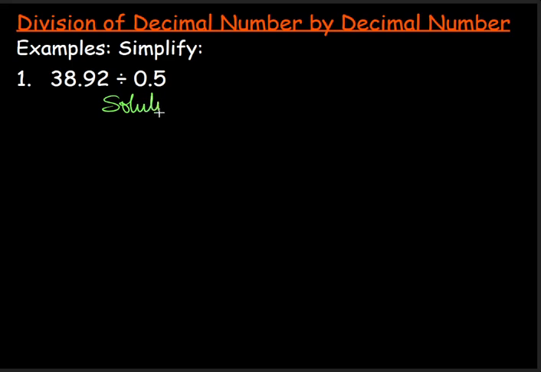Solution: 38.92 divided by 0.5. Remember what we discussed, that the important thing that must be a whole number is the divisor. So in this case, the divisor is a decimal. So we need to change this divisor from a decimal number to a whole number. What would that give us? This is 1 time. So we are shifting 1 time here.